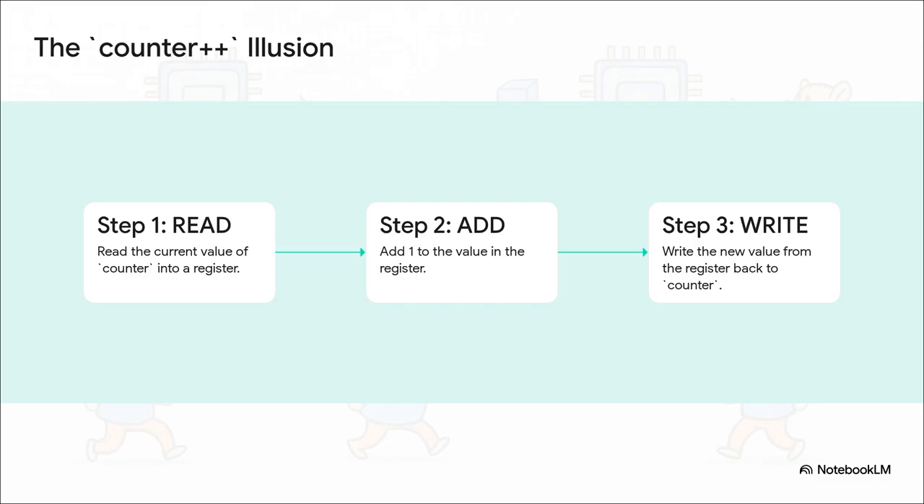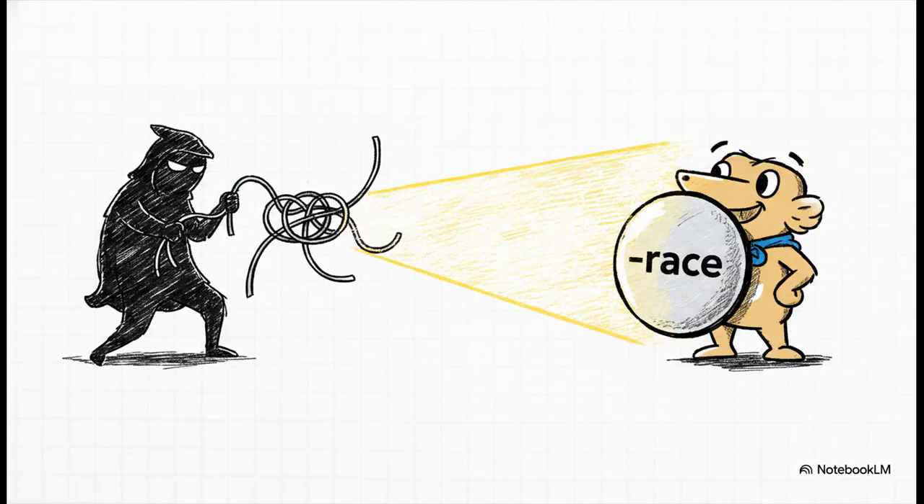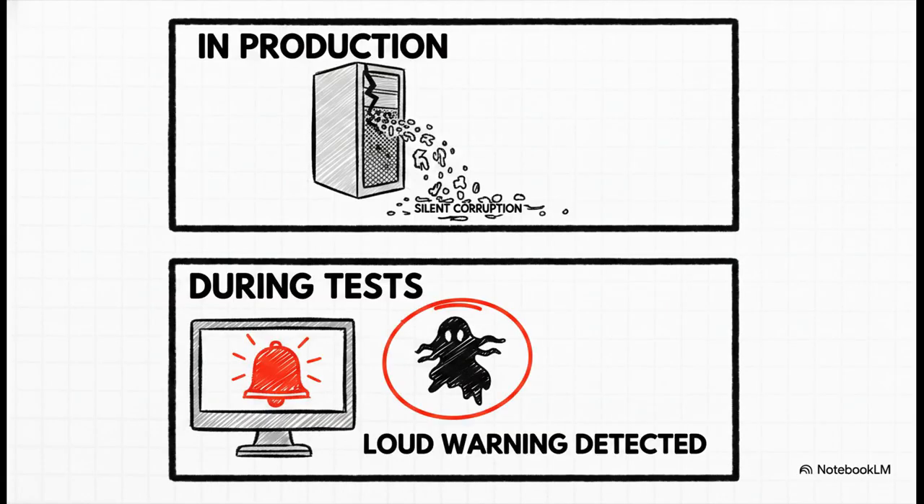This is the stuff of nightmares for programmers, a bug that corrupts your data silently and only shows up under pressure. But Go gives you a superpower to fight back. It's a simple little flag you can add to your test command, -race. When you run your tests with this flag, the Go toolchain actually watches your code for these exact kinds of unsafe memory situations. And this is the hero moment.